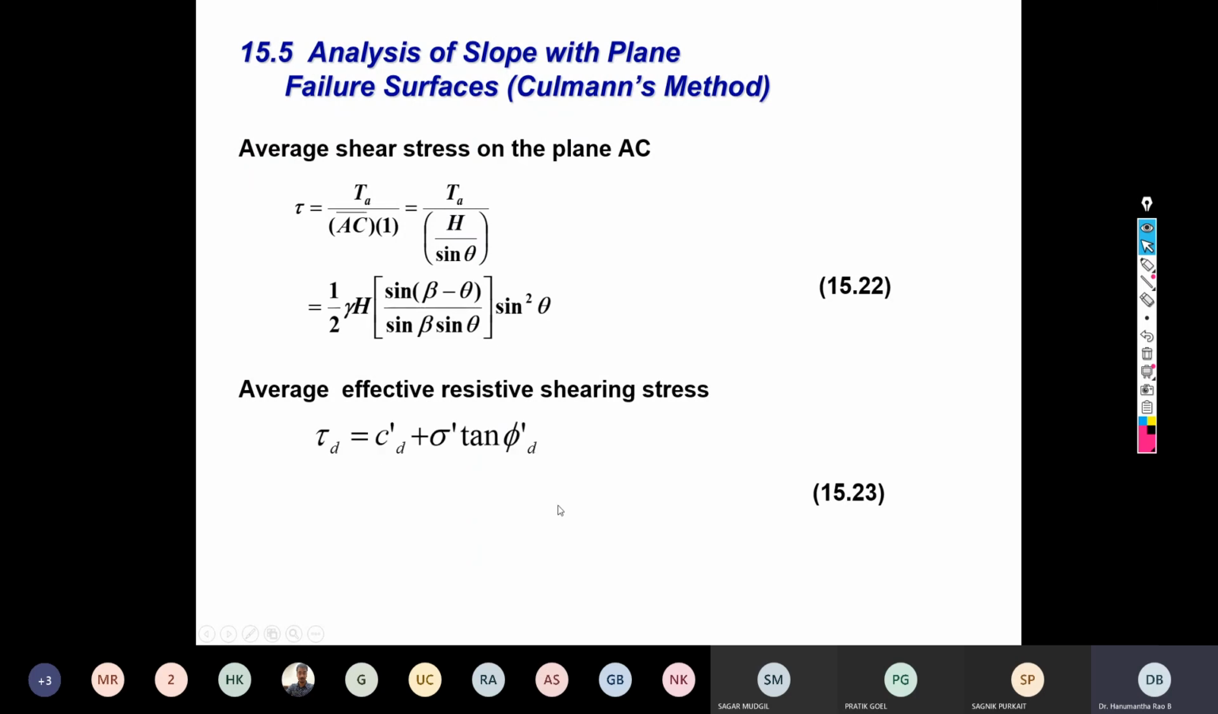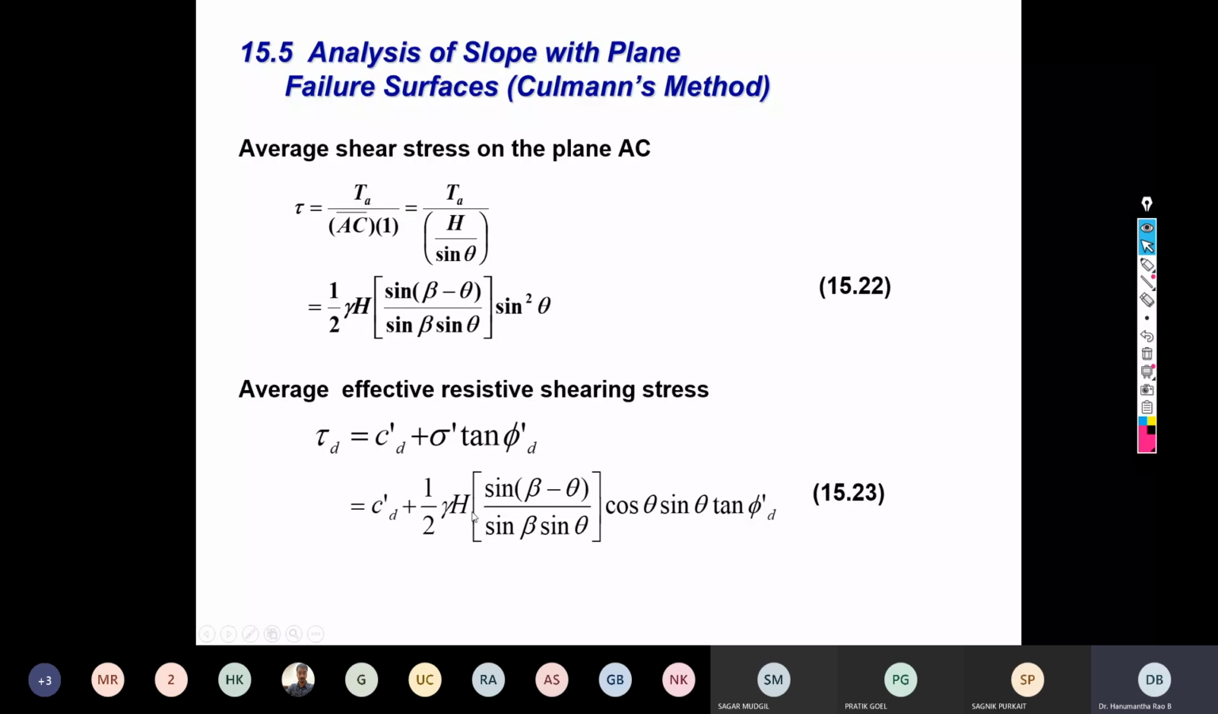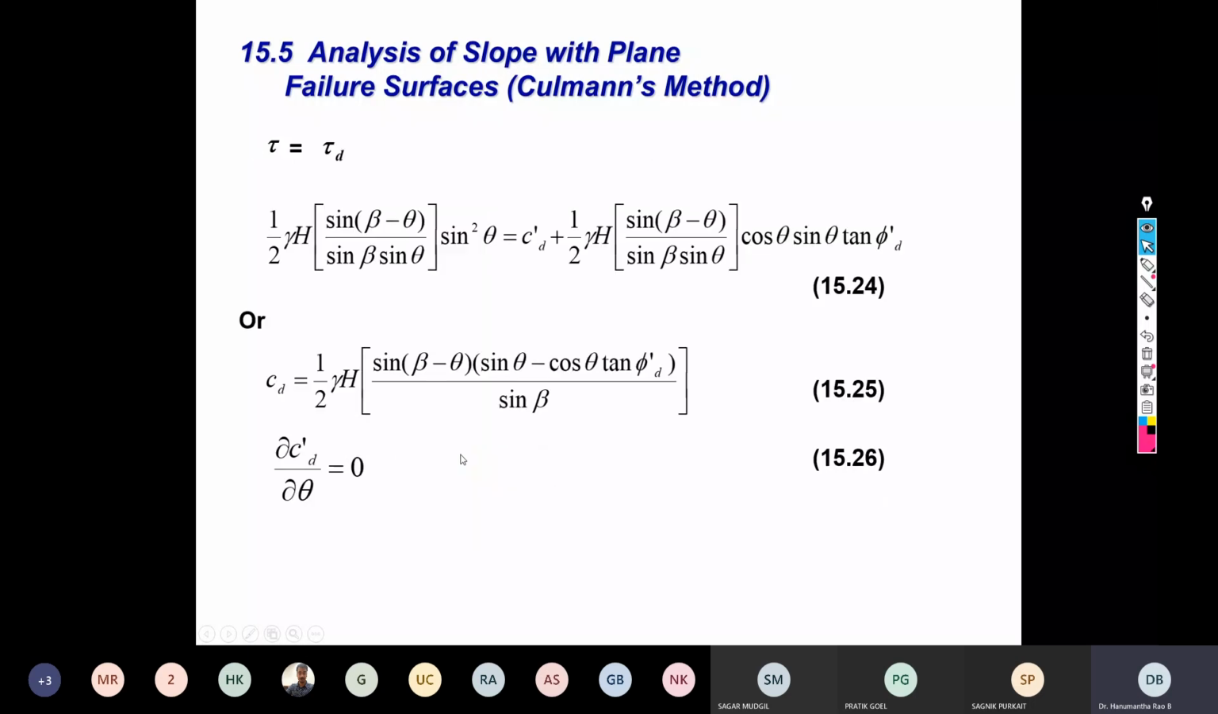And this is the equation for the total shear strength or effective shear stress, the average effective resistance to shear stress. This is a cohesion component plus sigma dash, which is known, half gamma h into sin beta minus theta into cos theta tan phi dash. Substitute the value of normal stress in this shear stress equation.